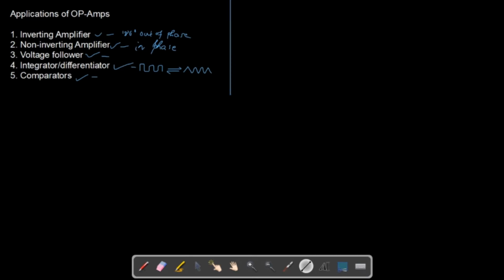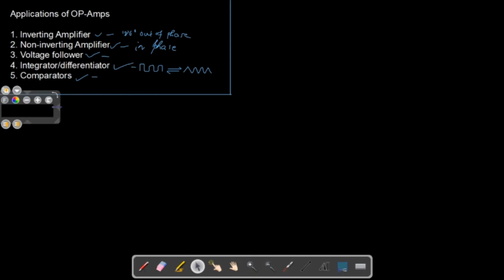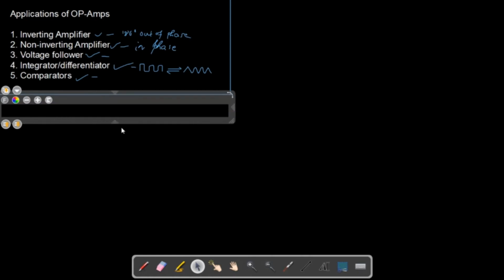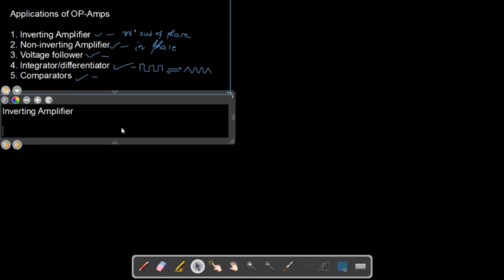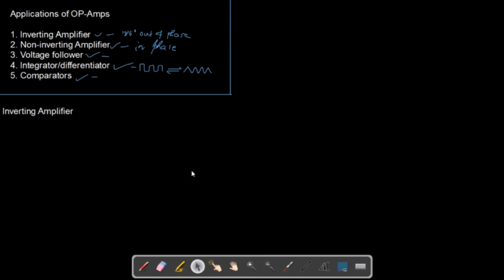In this section, please remember that we have to keep drawing the OpAmp again and again. We need to draw it and modify it as per the application. So the first part is the inverting amplifier. Before we really start with the topic, we need to draw the circuit first. Whenever you draw a circuit for an OpAmp, straight away go for the symbol first.